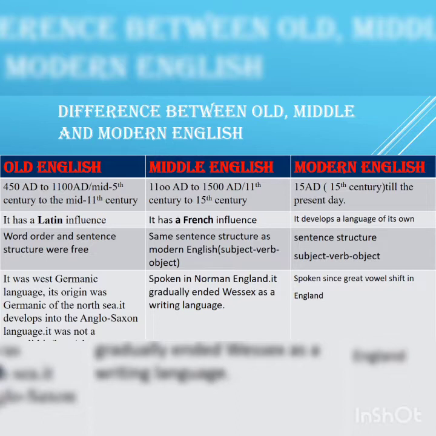Old English was a Germanic language. Its origin was Germanic, of the North Sea. It developed into the Anglo-Saxon language. It was not monolithic. Monolithic means large. It was not large.